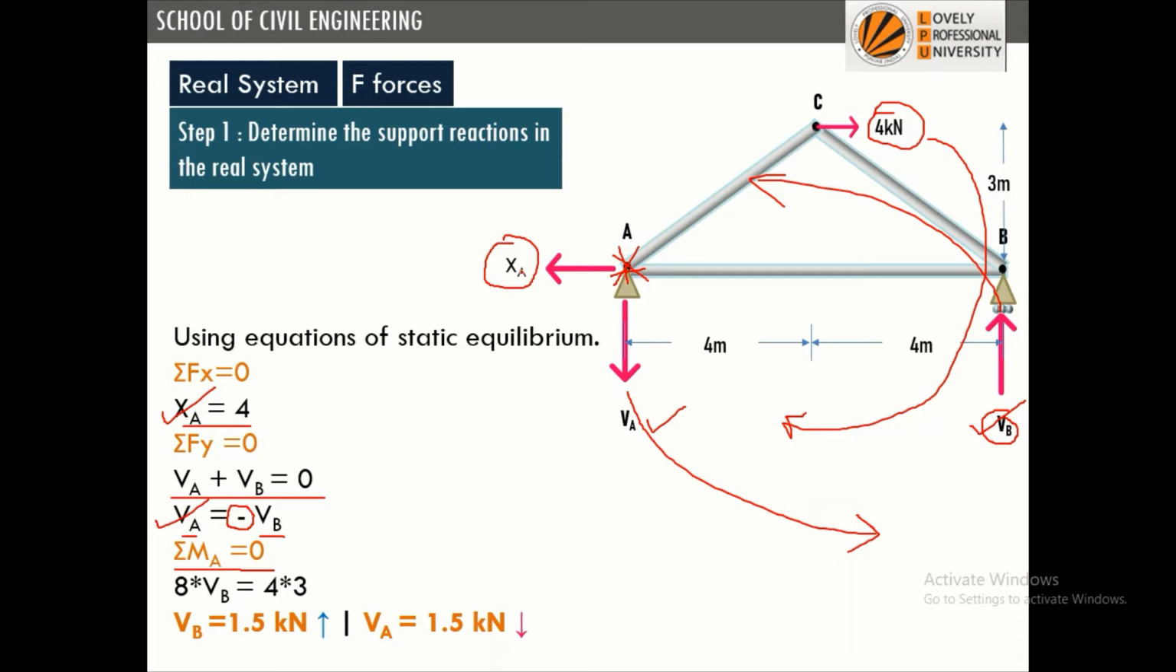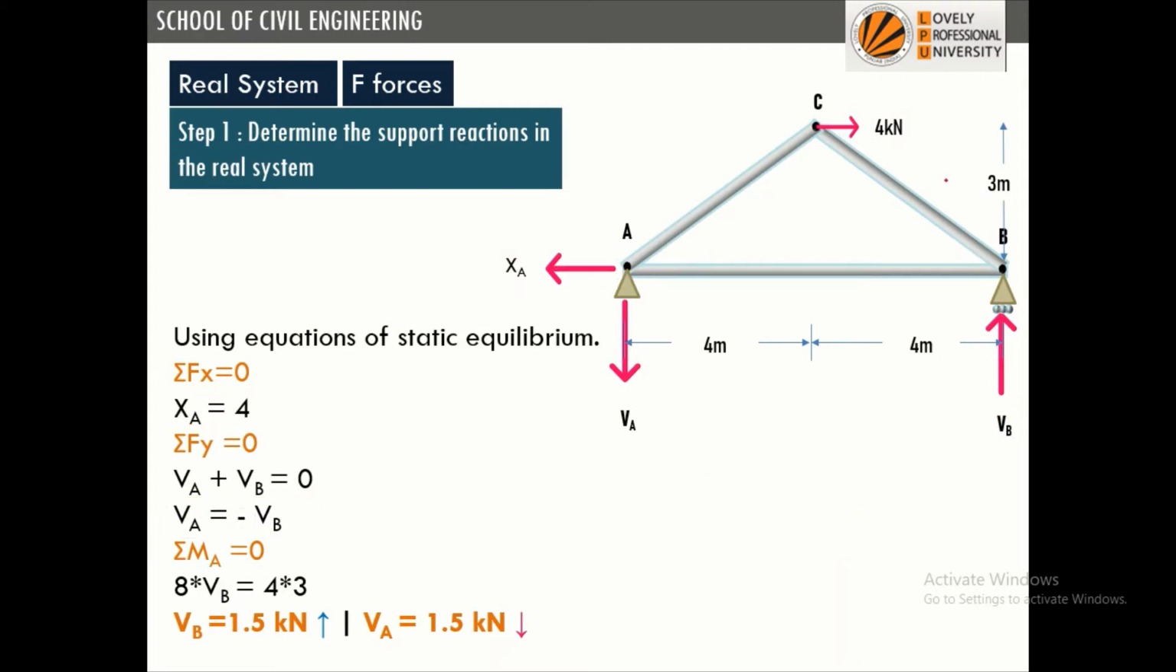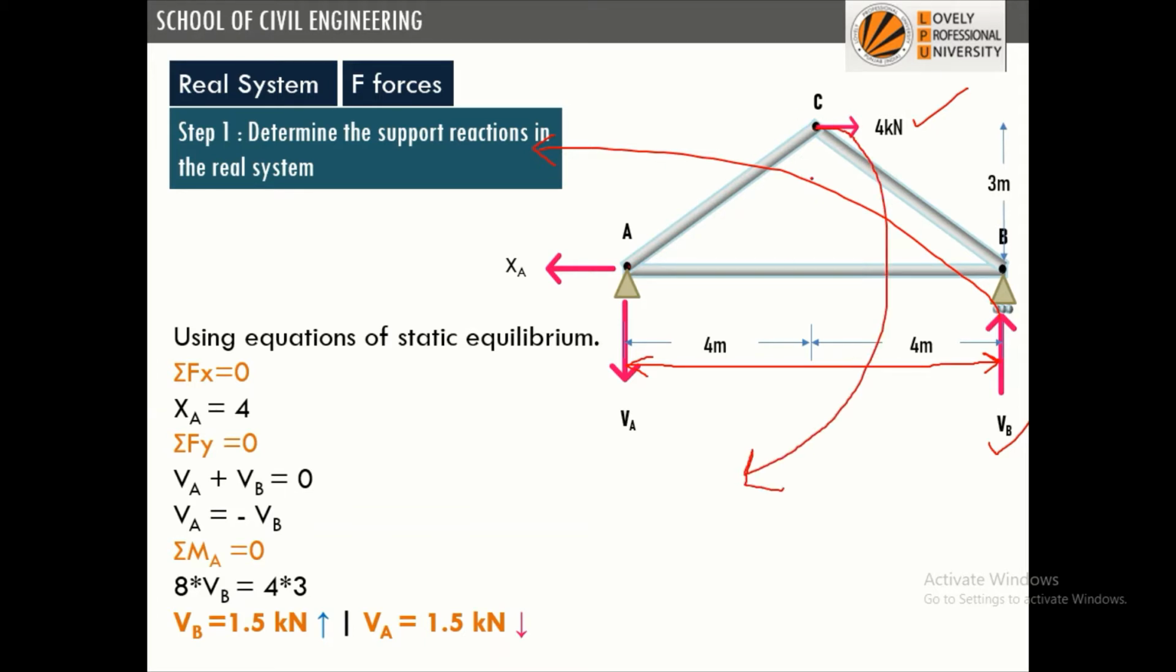As we can see, Xa and Va pass through point A, so there is no perpendicular distance from point A for these forces. We can write Vb into 8. What is the perpendicular distance from A to B? It is 8. And what is the tendency? Vb will rotate anti-clockwise about point A, and the 4 kilonewton load will rotate clockwise about point A. What is the distance? We extend this force up to this point, and this will be the perpendicular distance. So the perpendicular distance is 3.